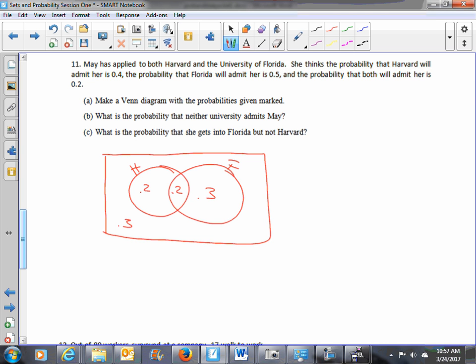So, what is the probability neither university admits May? That's this 0.3 here. What is the probability she gets into Florida but not Harvard? That's this 0.3 right here. And we're done. Okay, well, we're finished with this problem, but we're not finished with the homeworks yet.